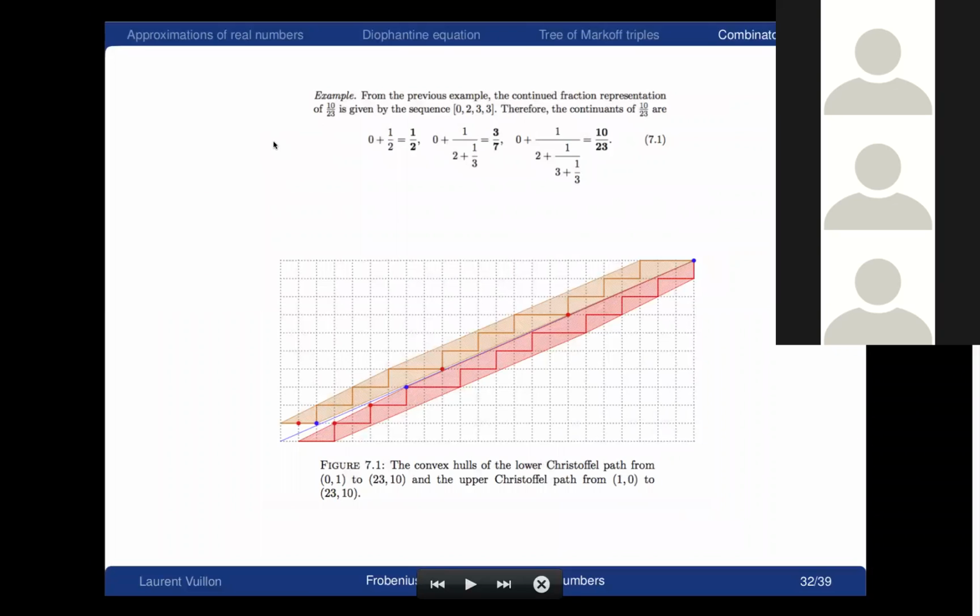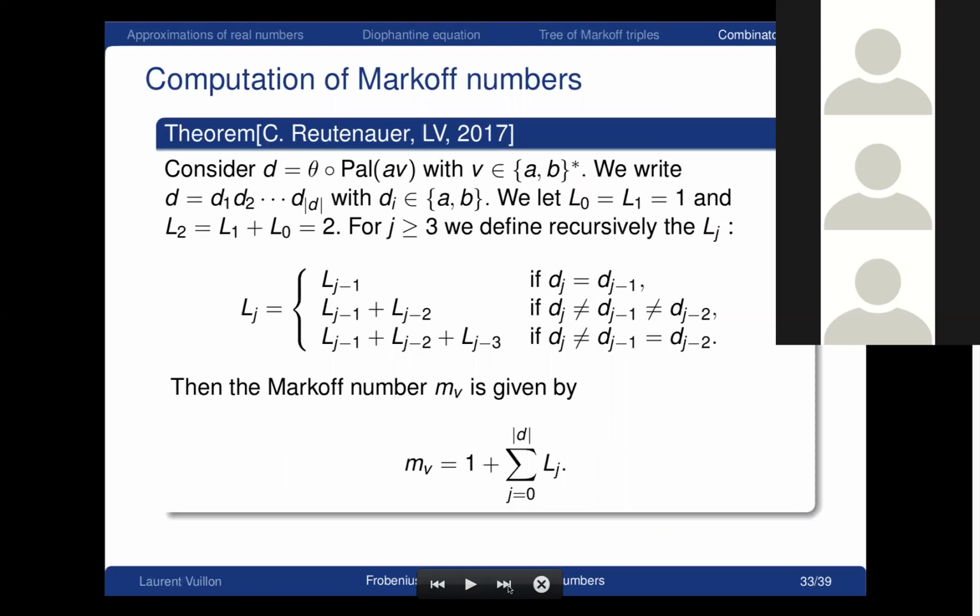And you have a direct link between Christoffel words and continued fractions, because here, if you are looking at a Christoffel path from 0,0 to 23,10, then you have a continued fraction associated with 10/23. And if you compute the convergents, so if you take the beginning of your sums, then you have 1/2, 3/7, 10/23. And this is exactly the Christoffel path, and we extend the Christoffel path like this. So it's really interesting. So now we have a lot of information and we want to go further.